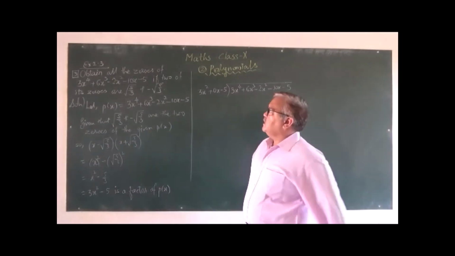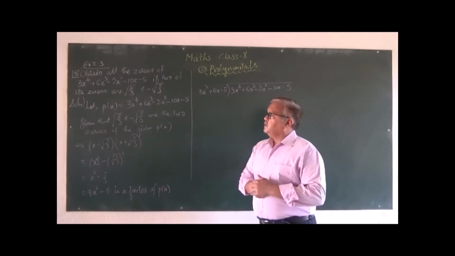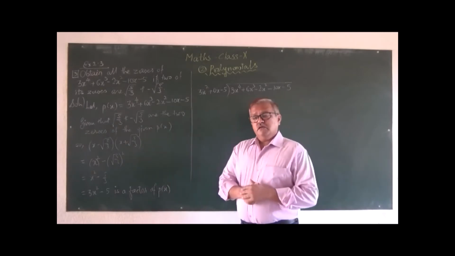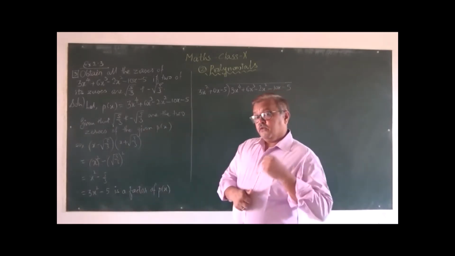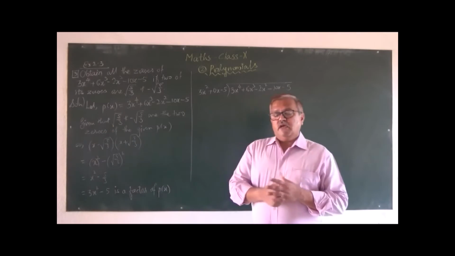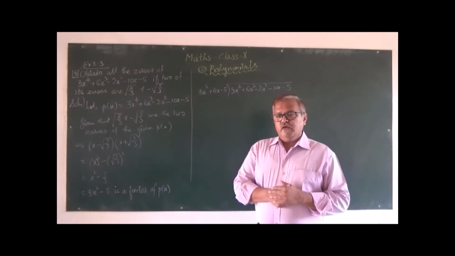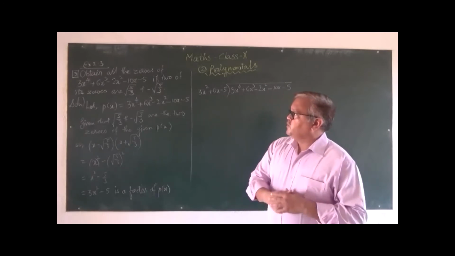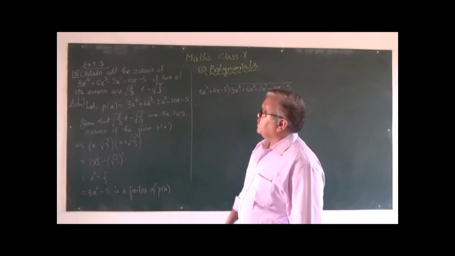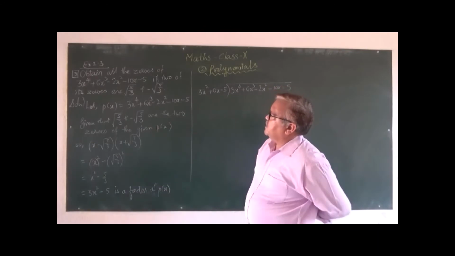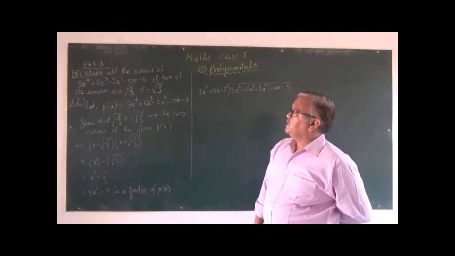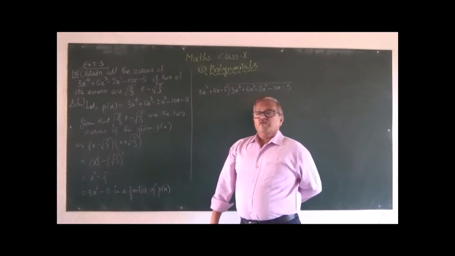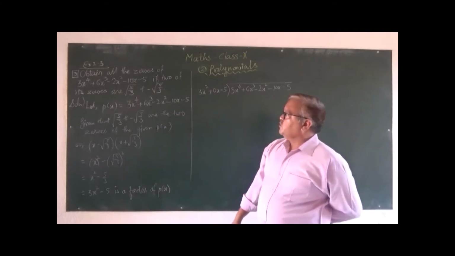Hello students, today we will see exercise 2.3, third question. Before that, I would say question number 4 and 5 you will try yourself. Okay, third, let us see. I will read the question. Obtain all the zeros of 3x raised to 4 plus 6x cube minus 2x square minus 10x minus 5 if two of its zeros are root 5 by 3 and minus root 5 by 3.